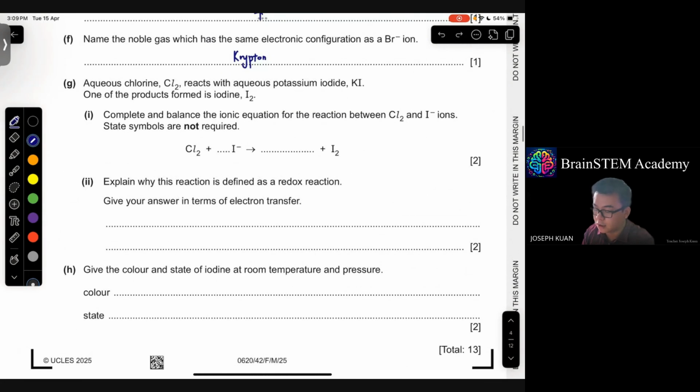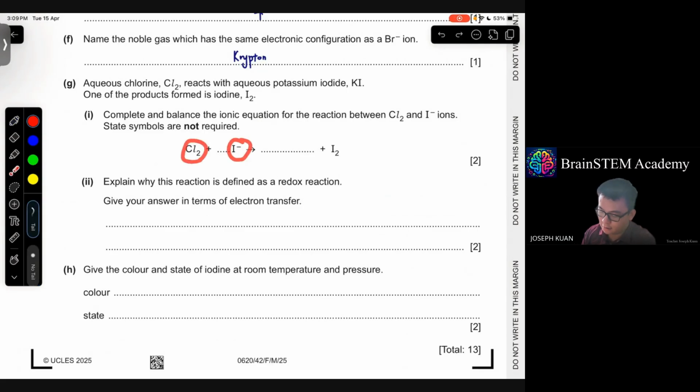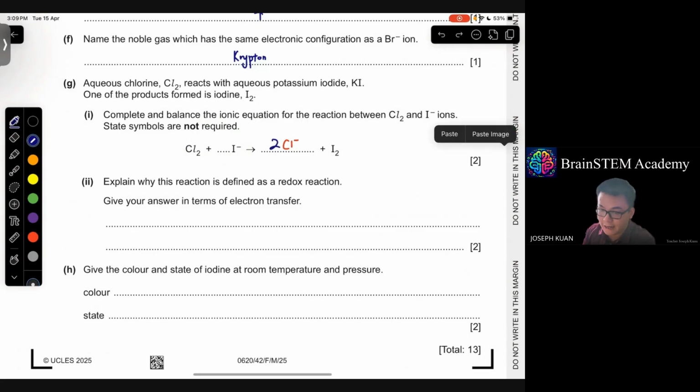Moving on, aqueous chlorine reacts with aqueous potassium iodide. One of the products formed is iodine. Complete and balance the ionic equation for the reaction between chlorine and iodide ions. State symbols are not required. Now, chlorine is more reactive than iodine. It will displace it out of the solution. And in that process, chlorine is reduced to form chloride ions, and iodide is forced to oxidize to form iodine. To balance this equation, we simply have to put 2 chloride as there are 2 chlorine atoms, and 2 iodide as there are 2 iodine atoms in the molecule.